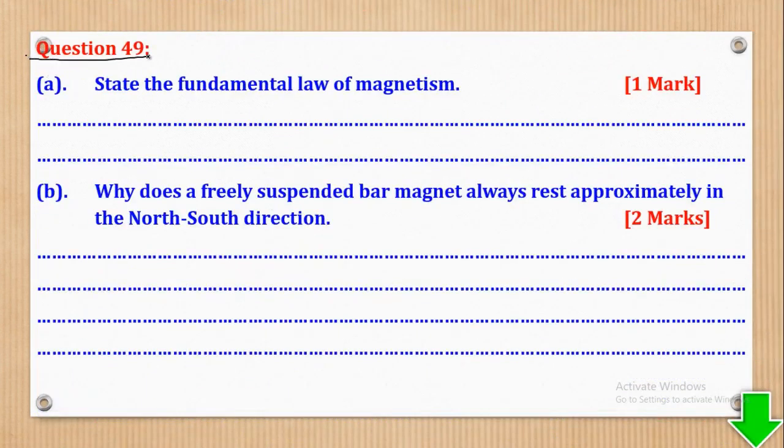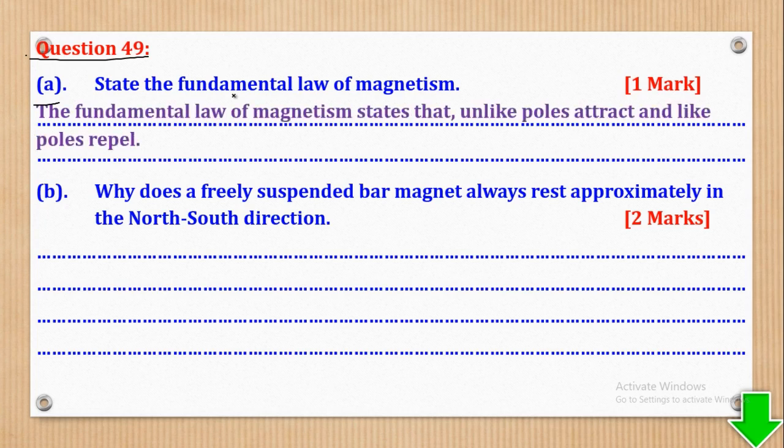Now we shall go to question 49. Part A says, state the fundamental law of magnetism. So the law states that unlike poles attract while like poles repel.